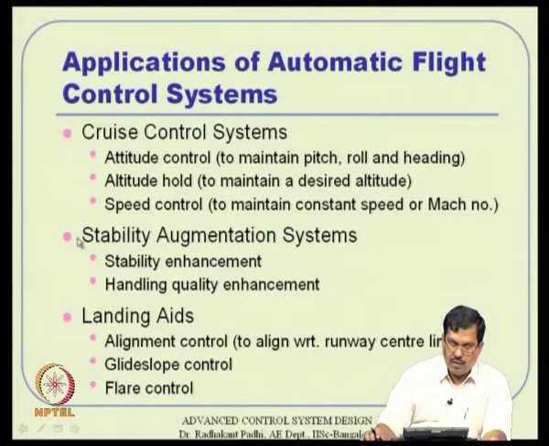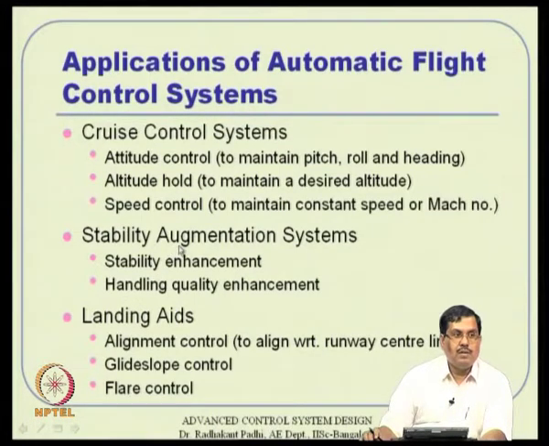This stability augmentation system is essentially done for two reasons. One is, first of all, stability enhancement. That means let us say your aircraft is very marginally stable or it is really unstable, like a fighter aircraft. Then many times you want to make the aircraft behave as if it is a stable vehicle under the influence of a continuous controller.